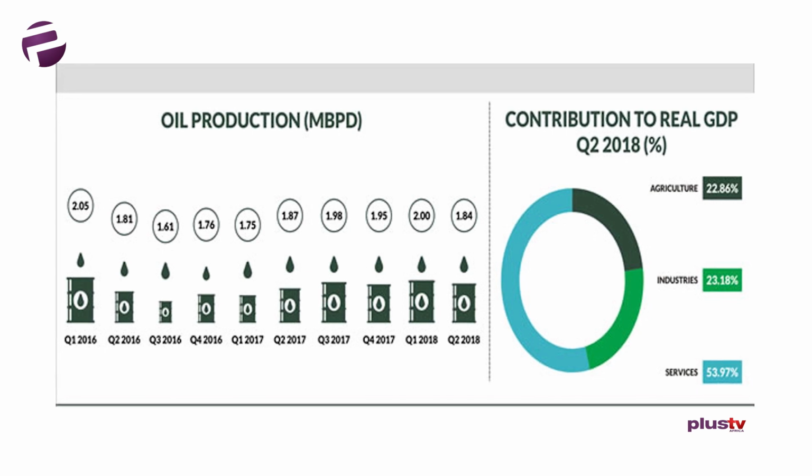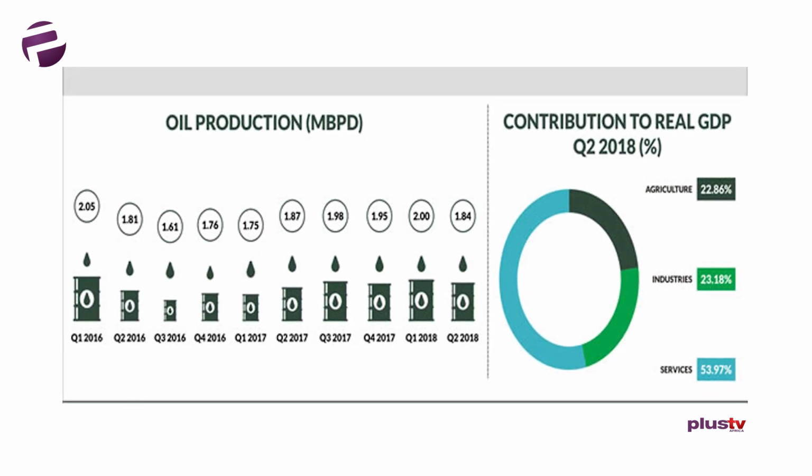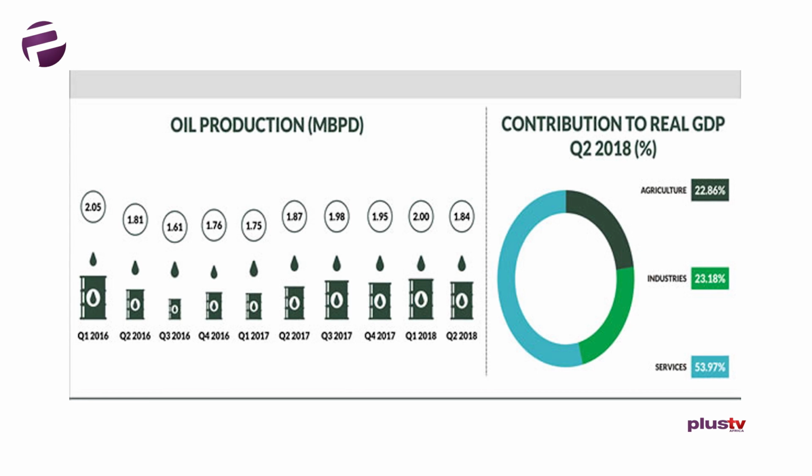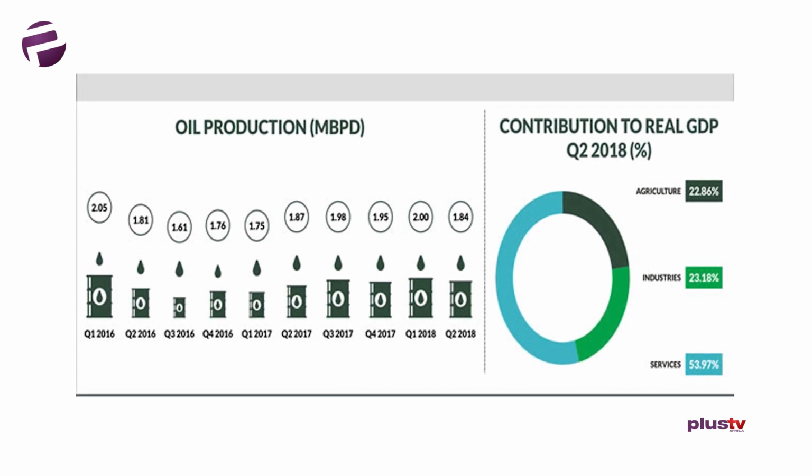So we still have our problems. Our non-oil sector is not growing the way it should grow. It has an average production of 1.84%. The oil was 1.84% for the second quarter. So you can see that the non-oil sector, which should be growing, is not growing at the pace that it should be. It's too little.